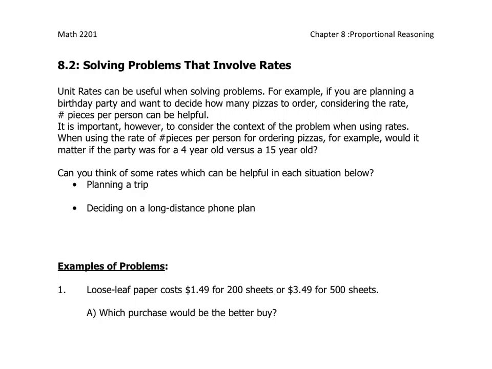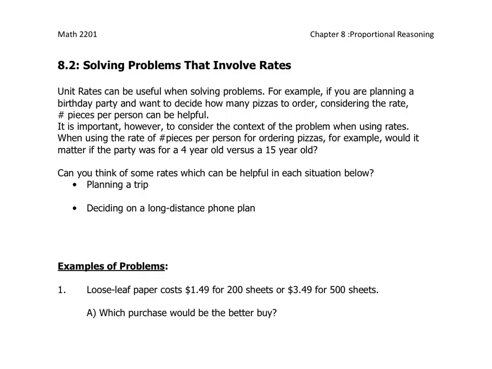Section 8.2 is on solving problems that involve rates. And unit rates can be helpful when you're solving problems. For example, if you're planning a birthday party and want to decide how many pizzas to order, considering the rate, which would be the number of pieces per person, can be helpful. It's important, however, to consider the context of the problem when using rates.